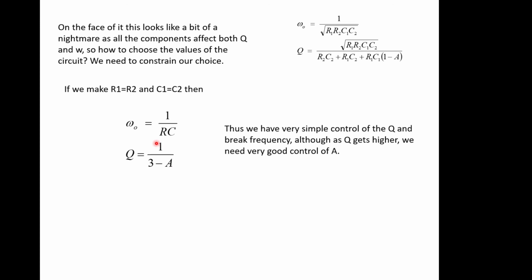So we've got independent control of omega naught and Q because they're completely different sets of variables, which is quite nice. We can set omega naught by setting R and C, and we can set Q just by controlling the gain with the amplifier. But if we go for a high Q, we need to get very good control over A, which can lead to some issues going forward.